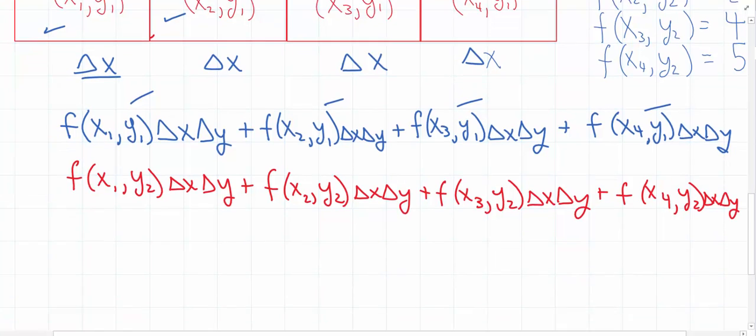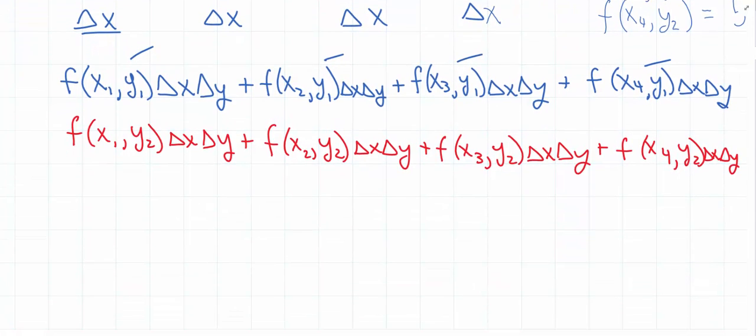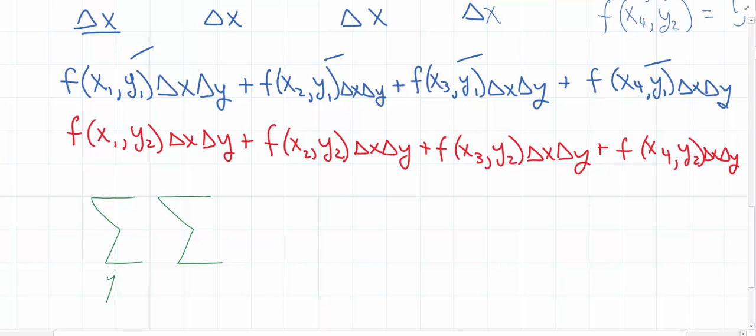Now, let me introduce some notation to you. I'm going to introduce this double summation notation. And I'm going to say, okay, let's look at the y's. How do the y's go? The y's, which I'll say is j, they go from 1 to 2, right? And then we've got the x's, and the x's I'll just call k. They go from 1 to 4.